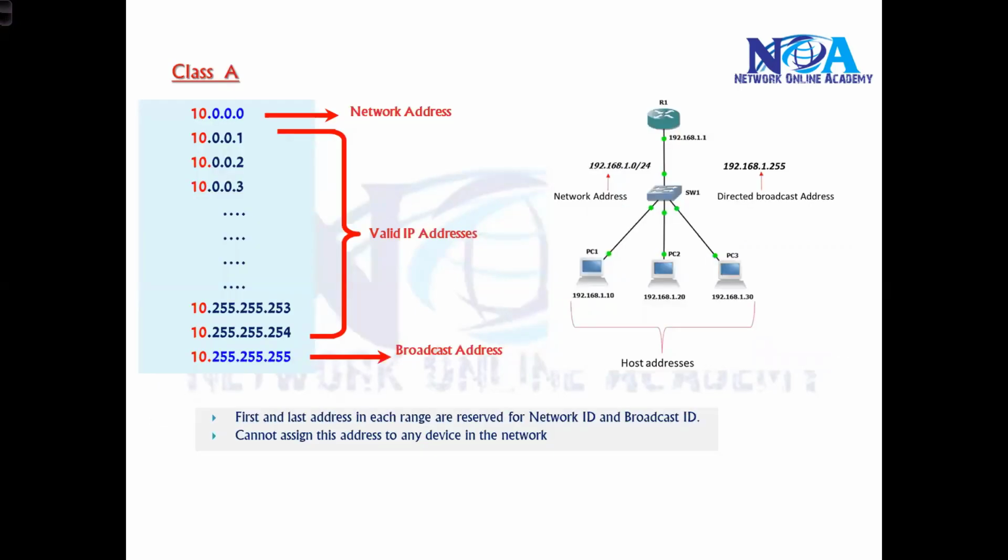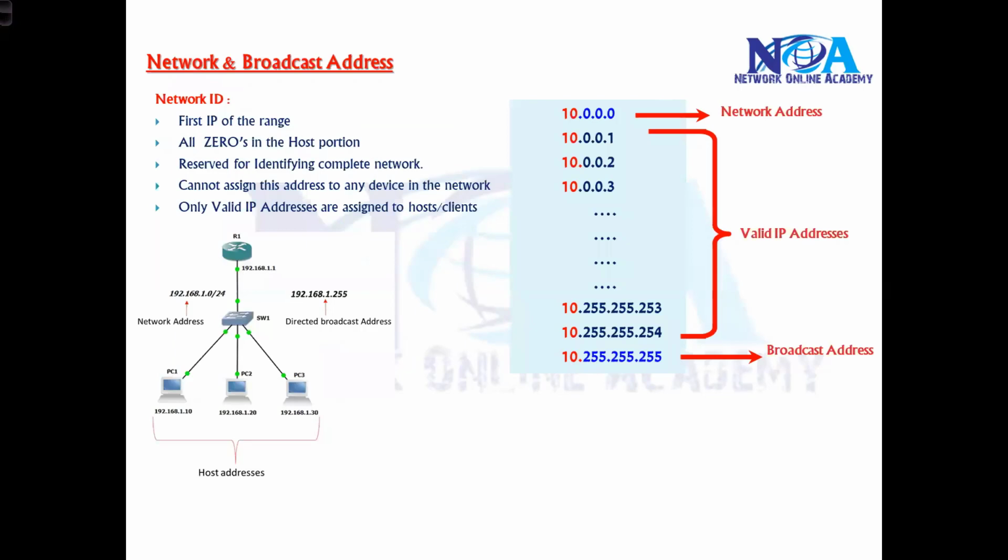So let's try to understand what exactly network ID and broadcast ID are here. Network ID identifies a complete network. Generally, when we talk about network ID, it is the first IP of the range. So whenever you're writing the first address, we call it a network address. And how can we identify that? We can identify it by seeing all zeros in the host portion.